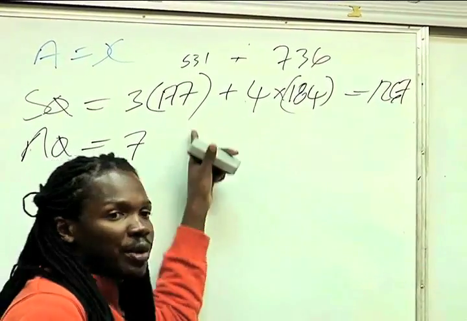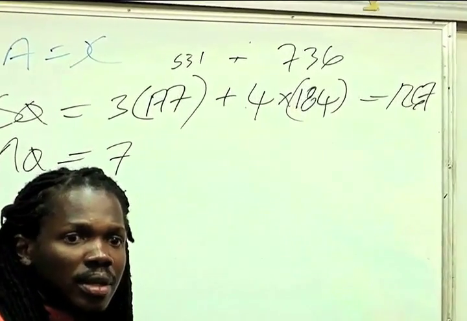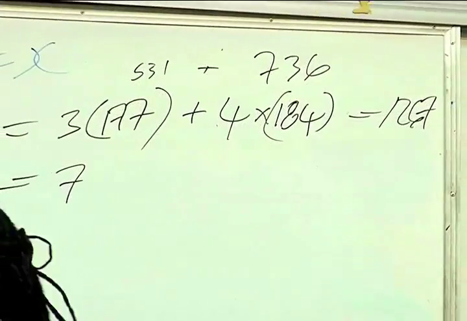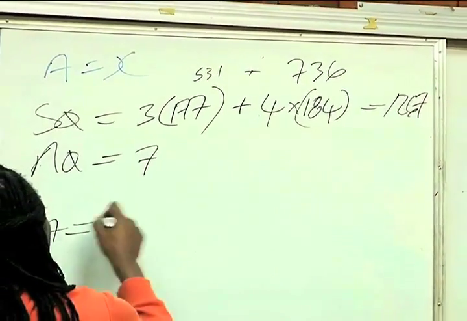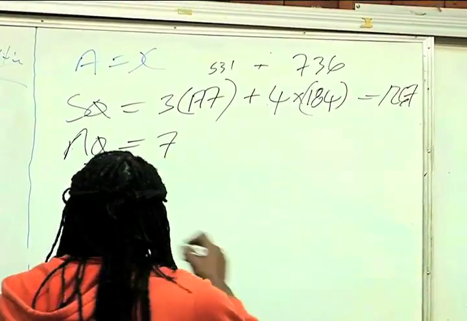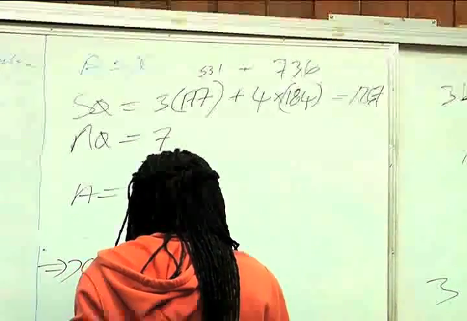Why do we multiply before we add? BODMAS: brackets, over, multiplication, division, addition, subtraction. So therefore, our average, what's the formula for average? The sum of quantities over the number of quantities. So this implies that X is equal to SQ over NQ, which is 1267 over NQ, equal to 181.